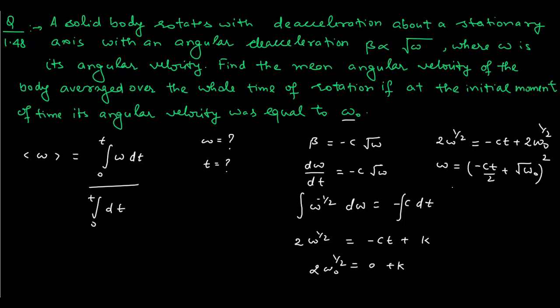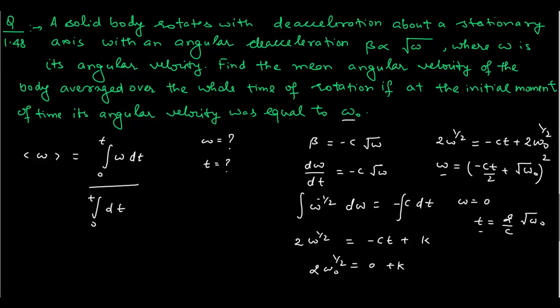Clear? Now using this result we can find out this omega, but we have not calculated this t so far, so we can calculate this t by putting omega is equal to 0, because we have to calculate the time for which the body is rotating. So if we put omega is equal to 0, from here we can calculate that t comes out to be equal to 2 by c under root omega naught. Now using both these values for omega and t, we can evaluate this mean value of angular velocity.